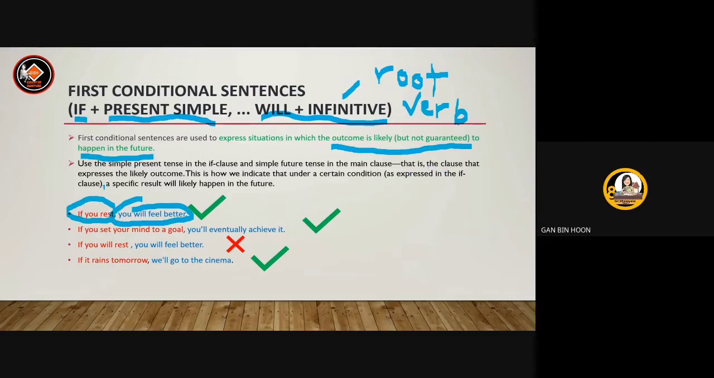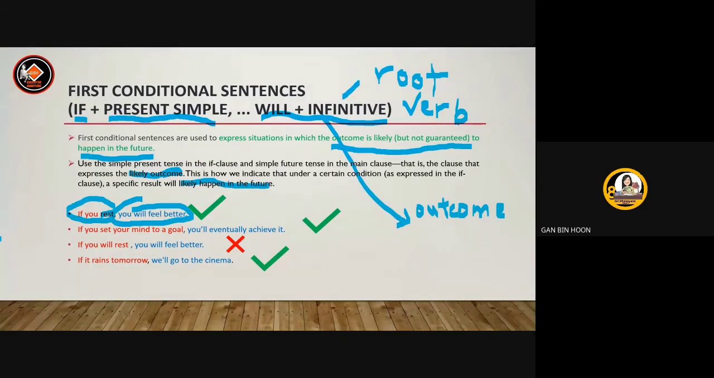That is the clause that expresses the likely outcome. Okay, which one will have will? When it is the likely outcome, the result. This is for outcome. Outcome is result, the likely result. Okay, this is how we indicate that under a certain condition expressed in the if clause, a specific result will likely happen. Likely to happen. Example, if you rest, you will feel better. Is it correct? Is it likely?